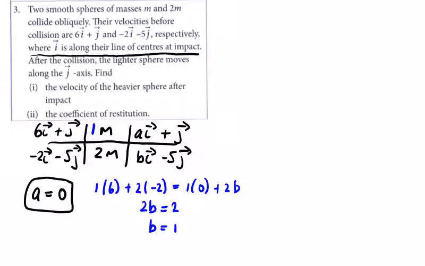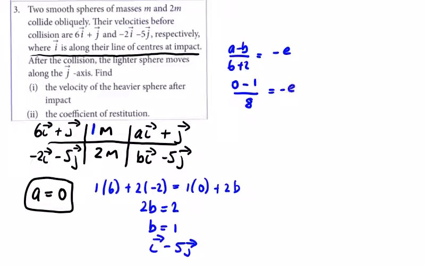So we're asked for the velocity of the heavier sphere after impact. So it's going to be 1i minus 5j. And then the coefficient of restitution, we can say a minus b over 6 minus minus 2 is going to be equal to minus e. So a minus b is just 0 minus 1 over 8 being equal to minus e. So e is equal to 1 over 8. And that's the end of this question. So on to question 4.